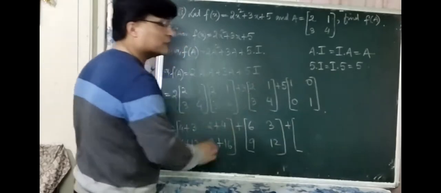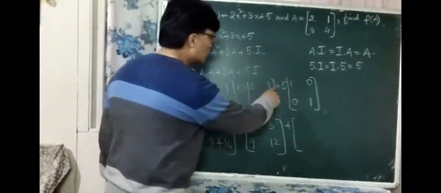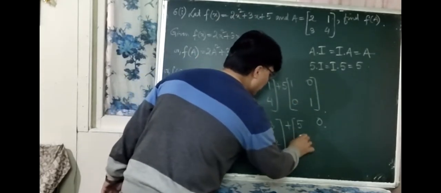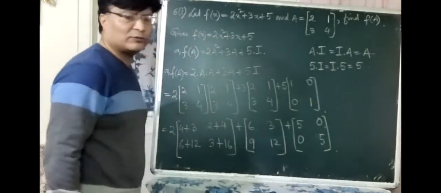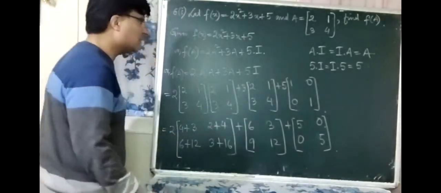Next, plus. Here 5 is also the scalar multiplication of that identity matrix. So multiply here: 5 1s are 5, 5 0s are 0. This is also 5 0s are 0, 5 1s are 5. Is that clear now? So now let us simplify it further. We can simplify it further, right?